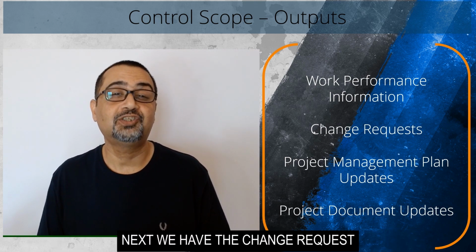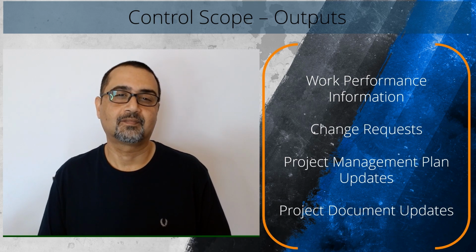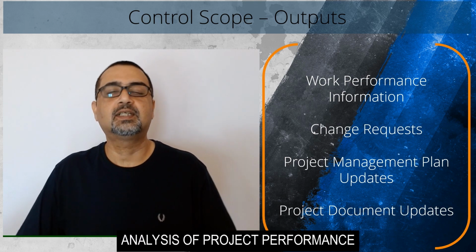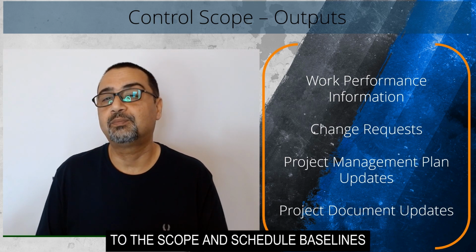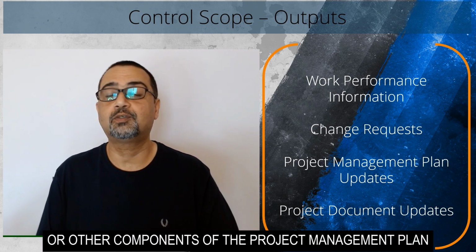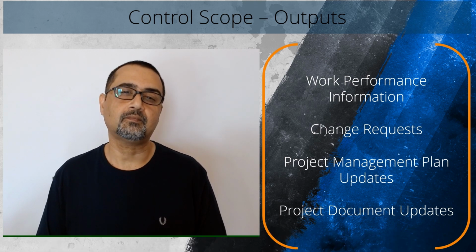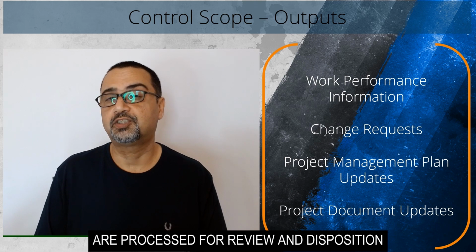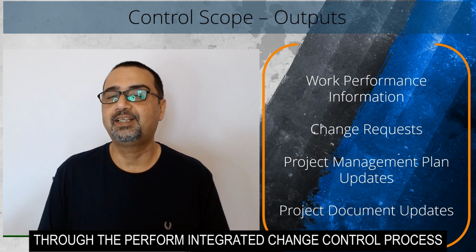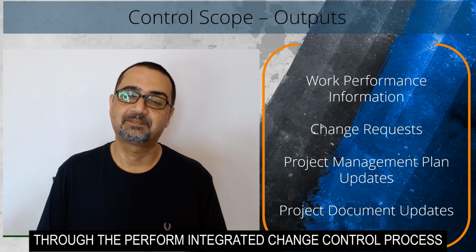Next, we have the change request as an output. Analysis of project performance may result in a change request to the scope and schedule baselines or other components of the project management plan. Change requests are processed for review and disposition through the Perform Integrated Change Control process.